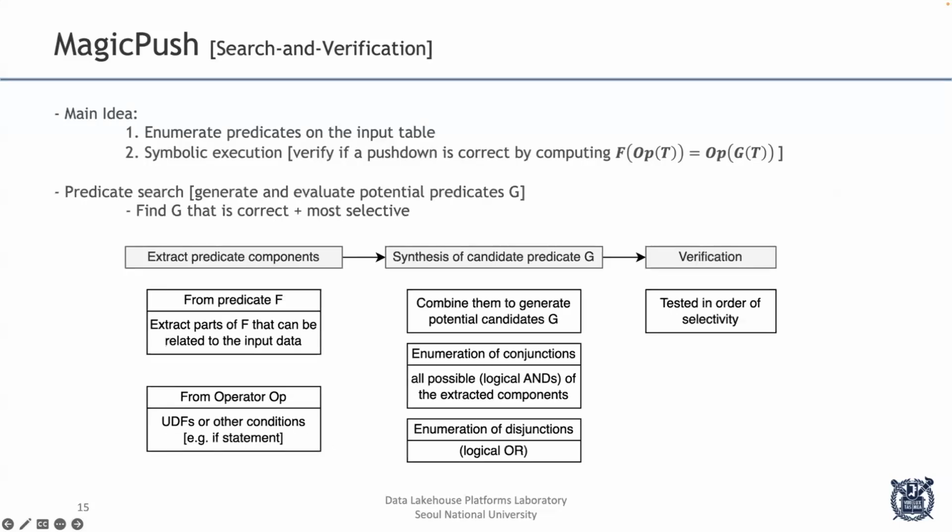To enumerate the G candidates, they start by extracting predicate components from F and from OP. From F, they take parts that might be related to the input data, for example, from earlier, the revenue has to be more than 1,000. That is a component related to the input. From OP, they extract components related to the UDF and the conditions, for example an if statement or a computing expression, and later they combine them to generate potential candidates. First, they test with F. If they can push down F as is, they do that. If not, they generate all possible logical AND/OR combinations and verify them starting from the most selective, meaning the G that will filter out the most rows from the input. That's how they enumerate all of the G candidates.